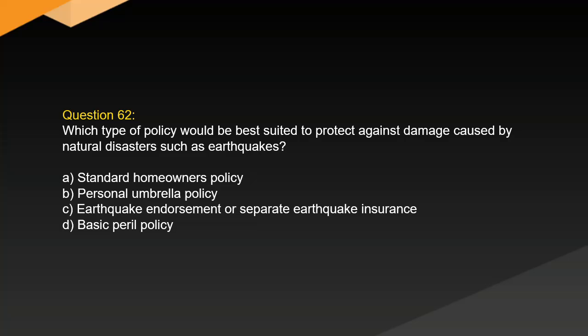Question 62. Which type of policy would be best suited to protect against damage caused by natural disasters such as earthquakes? A. Standard homeowners policy. B. Personal umbrella policy. C. Earthquake endorsement or separate earthquake insurance. D. Basic peril policy.